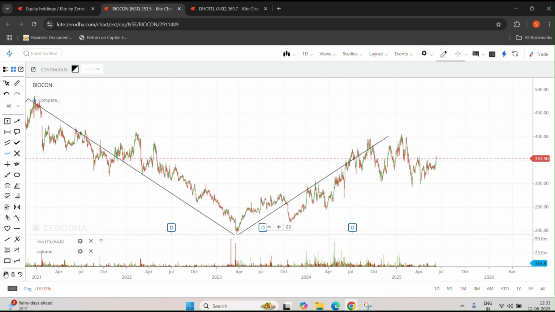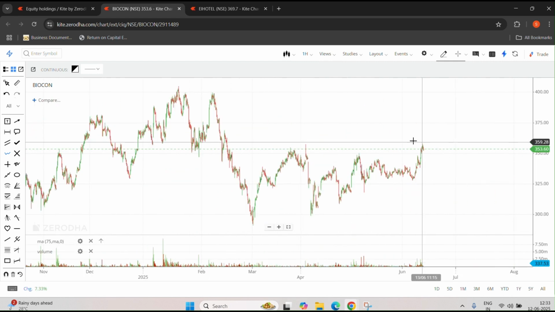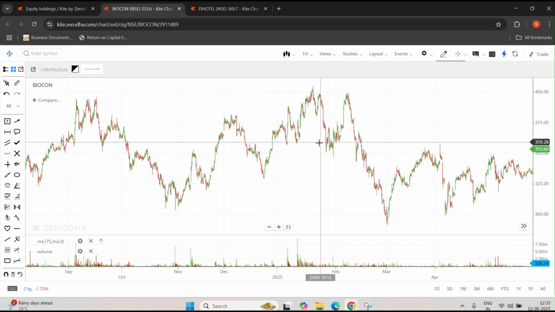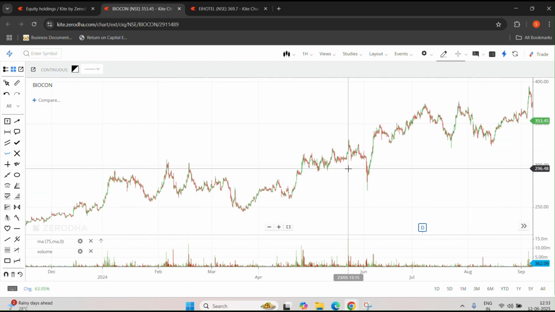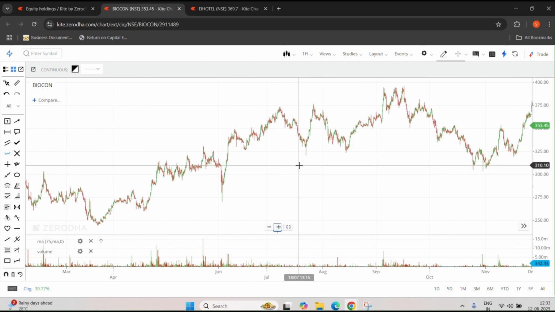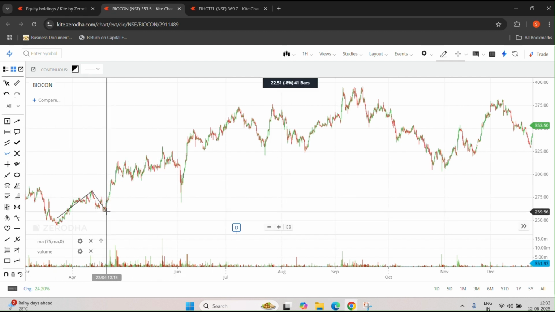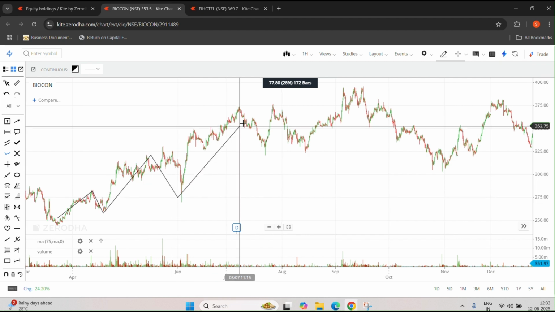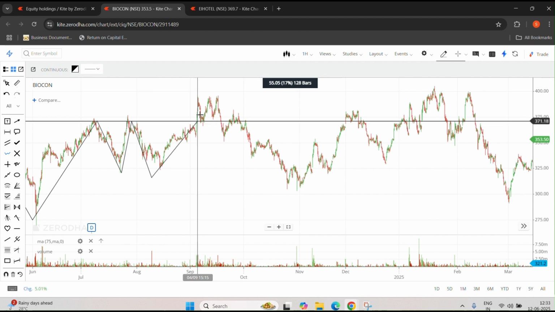Now, for the same stock, we will analyze on a shorter time frame of 1 hour. Right now the price is at 353. We just have to see the previous data. On the day time frame it is bullish, so here also it is basically bullish only. So you just have to mark your highs and lows.